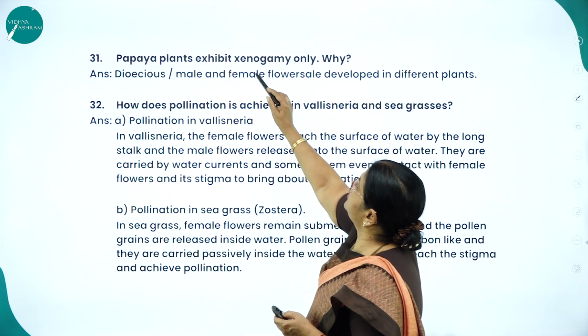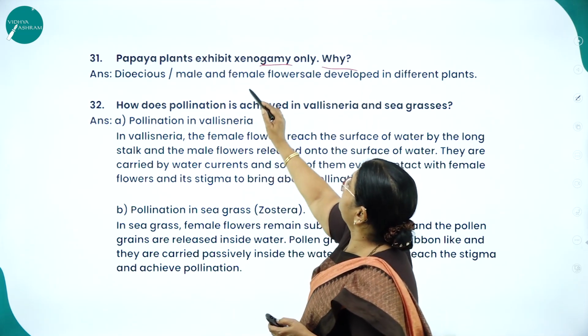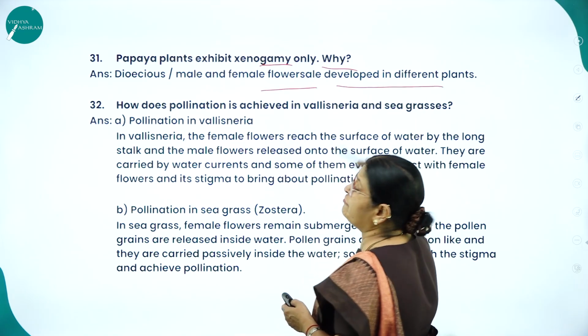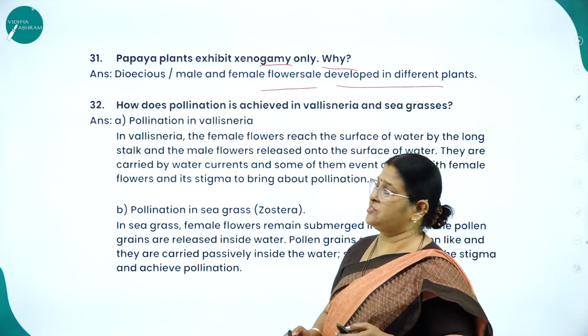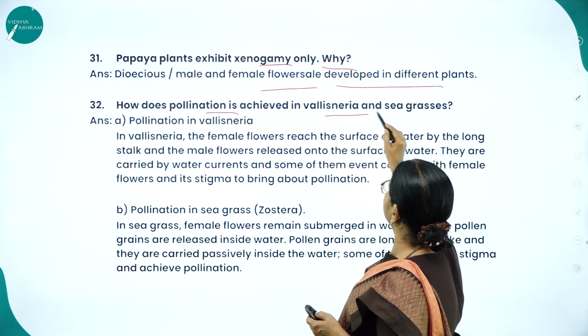Papaya plants exhibit xenogamy only. Why? Because they are dioecious. Male and female flowers develop in different plants, hence the name dioecious. Question number 32. How is pollination achieved in Vallisneria seagrass?